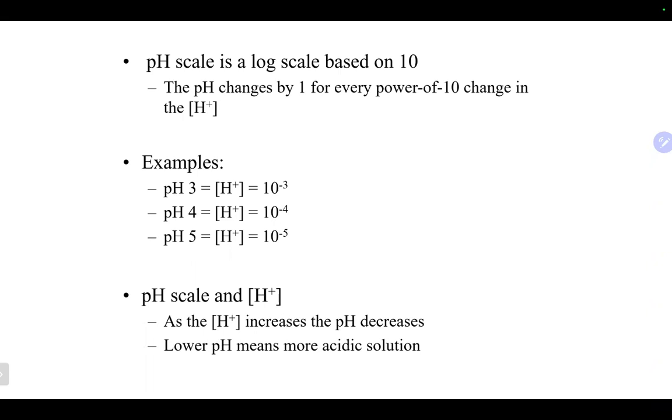So for every times 10 to the minus 1 change that occurs in the H plus concentration, the pH changes. By the way, if you have 1 times 10 to the minus 3, the pH is 3. 1 times 10 to the minus 4, the pH is 4. The exponent will equal the pH. As the H plus concentration increases, the pH gets smaller, it gets more acidic, because more H plus means less OH minus, and vice versa. Less H plus means more OH minus, and more OH minus means the pH goes up.